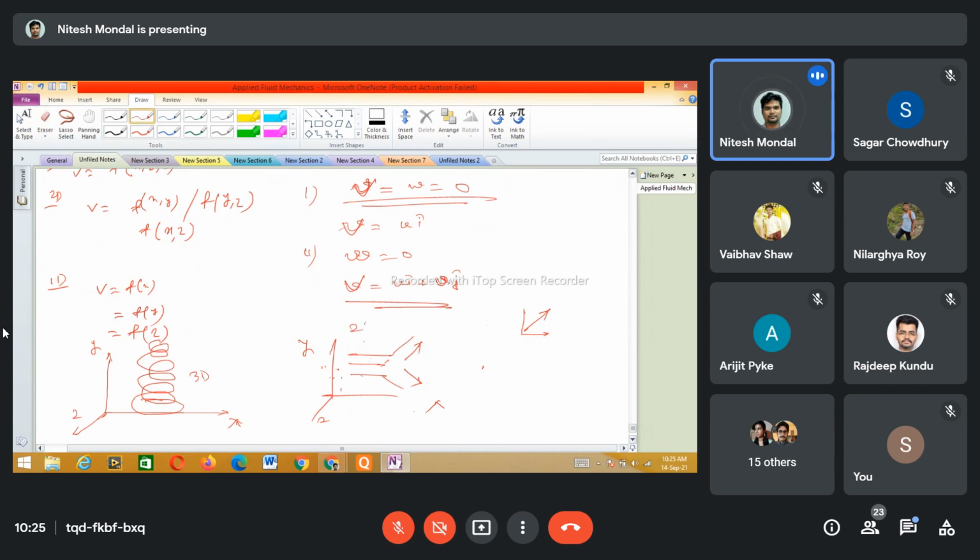Now, when a flow passes through a syringe-like thing, just an injection syringe, the thickness and height of this flow is very small. So we can consider the velocity to be completely unidirectional, and this is the 1D flow. So these are the examples of 3D, 2D and 1D flow.